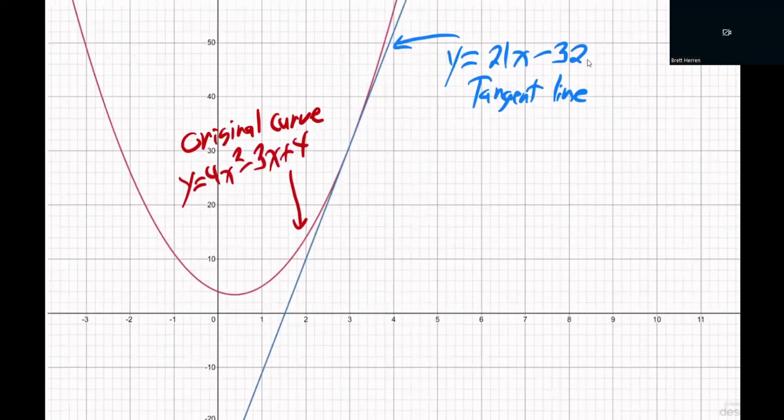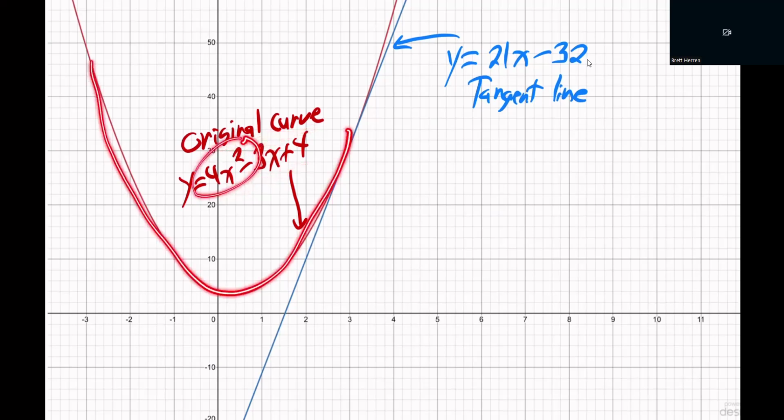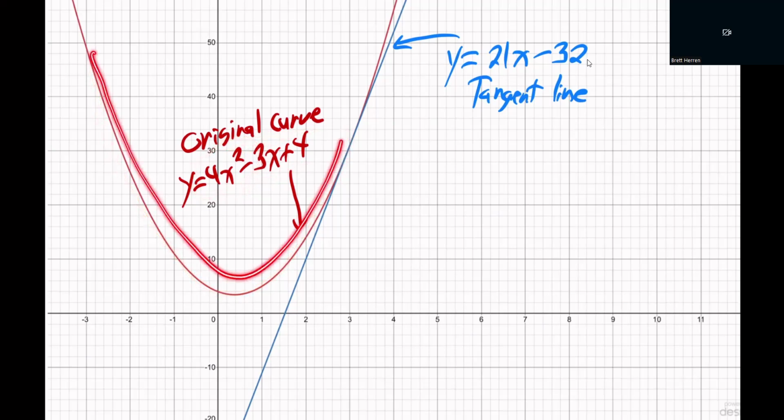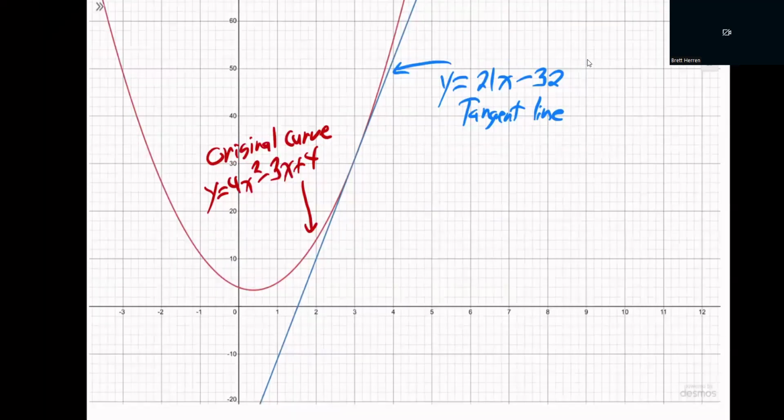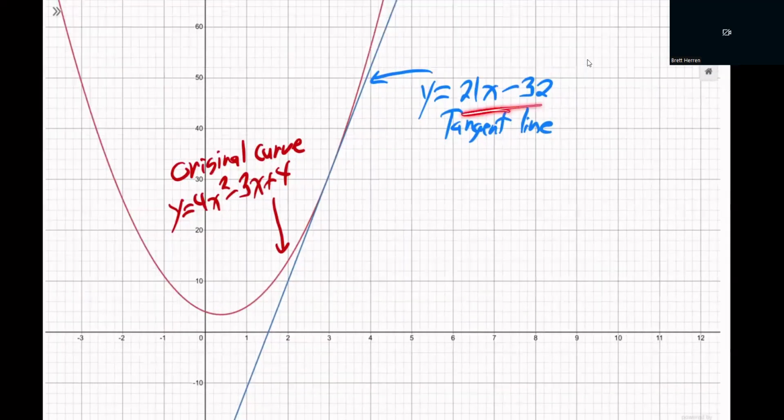Here we go, I've got a graph for you. This is graphed on the Desmos graphing calculator. Here's the original curve, this red curve. It's an x squared curve, so no surprise, it's a U shape, a parabola. And then over here's the tangent. We're about to find that tangent line equation. I graphed it on the same thing.